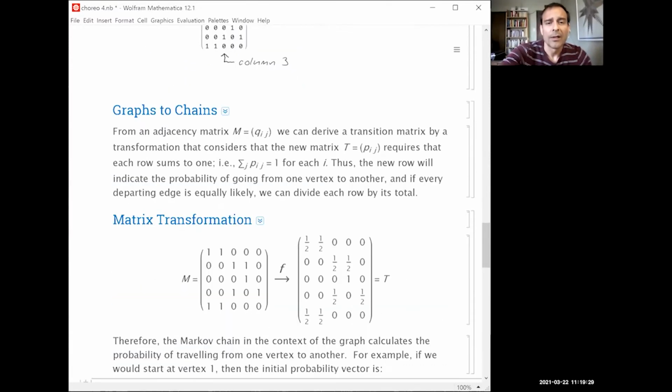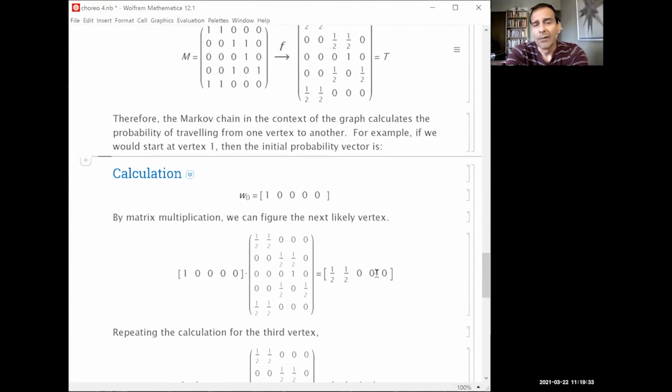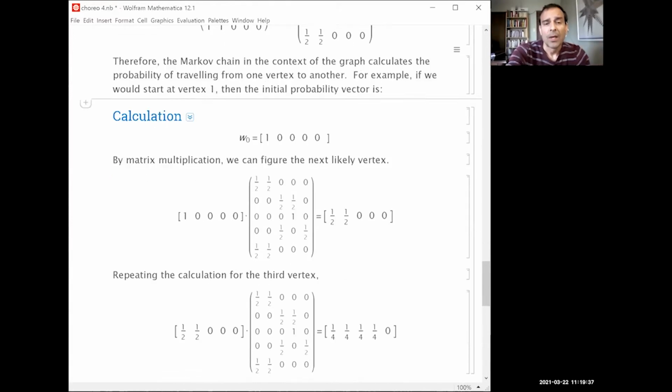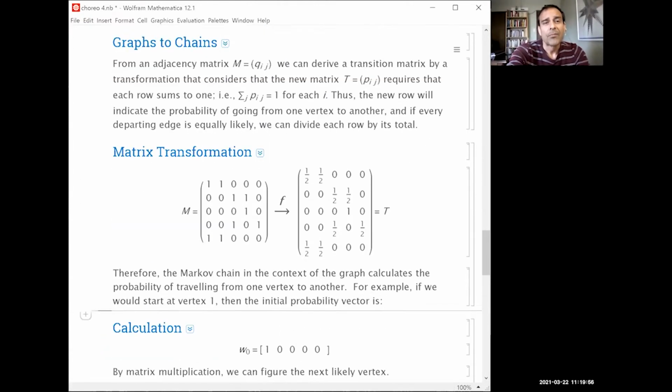And so that's why those are the only two possibilities, and we get zeros for arriving at the other vertices. That's not possible. And you could continue this calculation and get a likelihood for the next step after the second one. In this case, we can see that you get a probability of 1/4 pertaining to the first 4 vertices, and the 5th vertex is still unreachable. And that goes with the picture again.